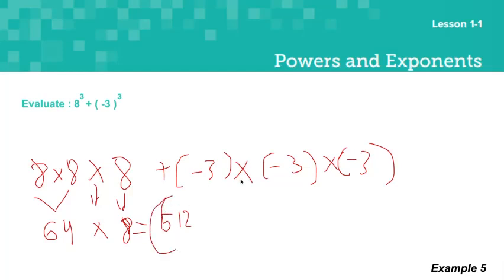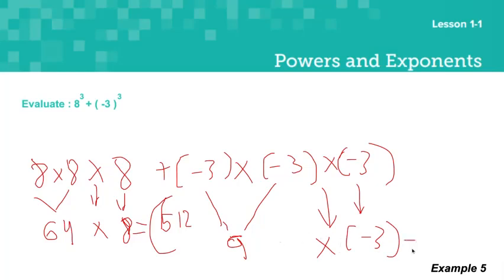Then we do the next side. Negative 3 multiplied by negative 3 equals 9. Then we bring down the negative 3 and multiply: 9 multiplied by negative 3 equals negative 27.